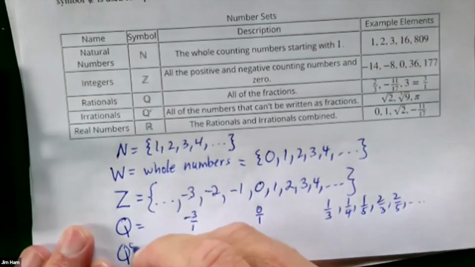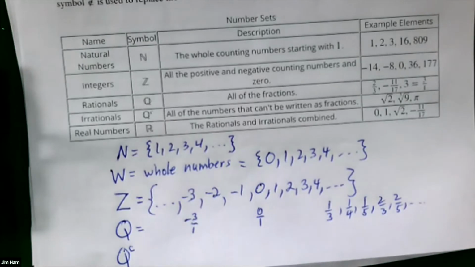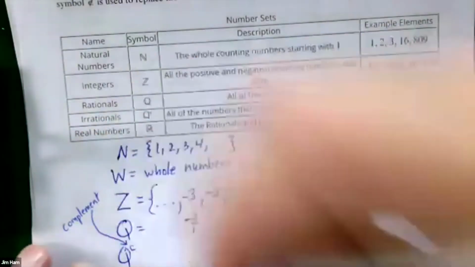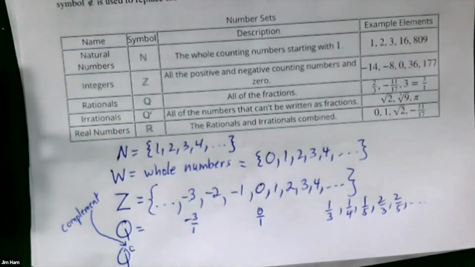Q with the little c on it. You'll see later that when that c is a superscript like that, it means the complement. That means the non-fractions, anything that's not a fraction. All of the numbers that can't be written as fractions. If Q is a set of all those numbers that can be written as fractions, then Q complement is all those numbers that cannot be. It's the opposite of, you can think about it. We call it the complement, because opposite has a connotation in math to mean negative.